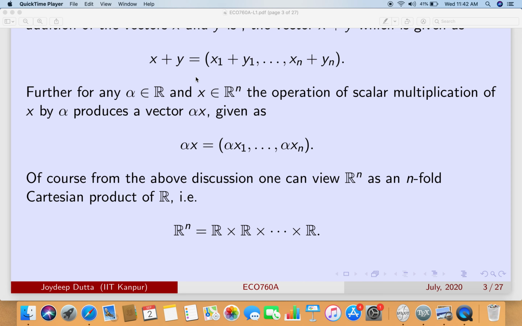And this vector in Rn, how do you get this alpha x? What are the coordinates? You multiply every coordinate of x with alpha. So alpha x has the coordinates alpha x1, dot dot, alpha xn. Those who know about Cartesian products, think of Rn as having n axes, like three-dimensional space has 3 axes, two-dimensional has 2 axes, and the real line has 1 axis only. Rn can be viewed as an n-fold Cartesian product of R. You are taking the Cartesian product of R with itself n times.